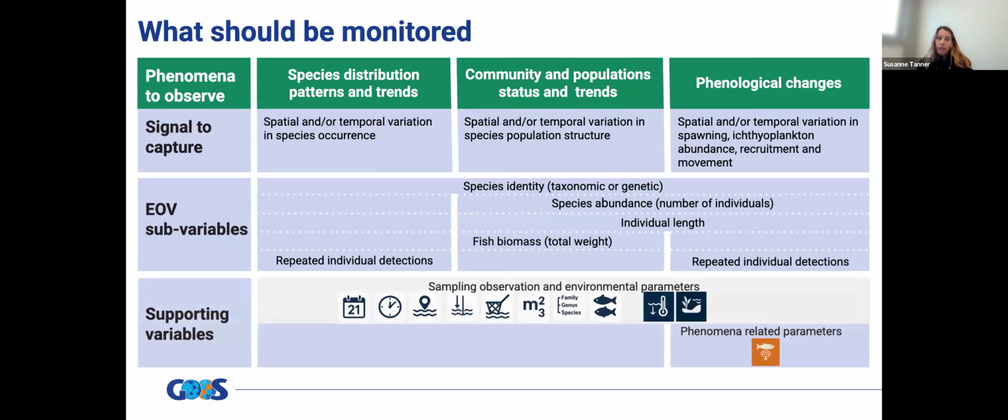To correctly interpret these biological measurements, we also need the supporting variables that provide context and scale to the observations and make them comparable across regions and time. Sampling observation parameters are key and need to be provided in all cases, as well as the environmental parameters, whereas phenomena-related parameters are only included in the phenological changes. Next, please.